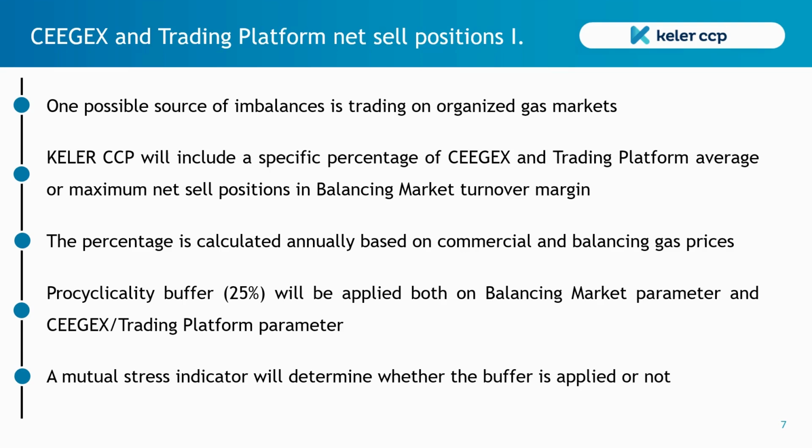This percentage shall be calculated annually based on the difference between the commercial and balancing gas prices. We also have to apply a procyclicality buffer, the aforementioned 25%, on these elements as well. The mutual stress indicator will be calculated in this case as well, and will determine whether the buffer shall be applied or not. If there is stress on the market, we won't apply the 25% procyclicality buffer, but if there is no stress according to the signal, we will buffer up the margin parameter.